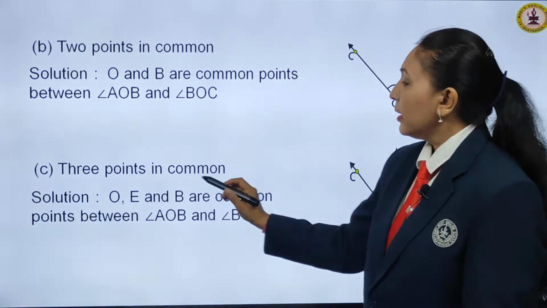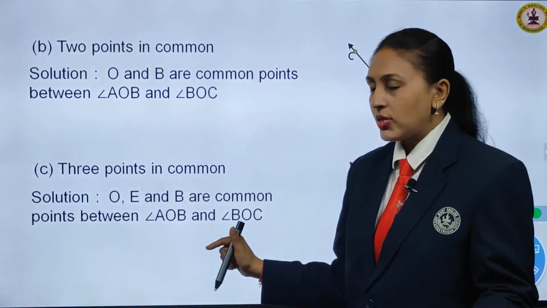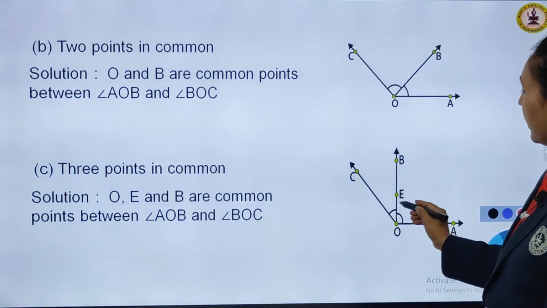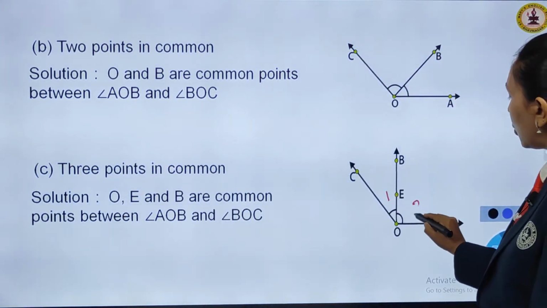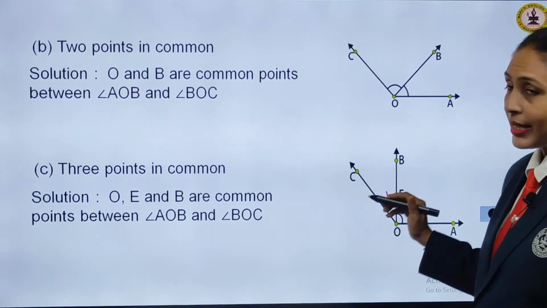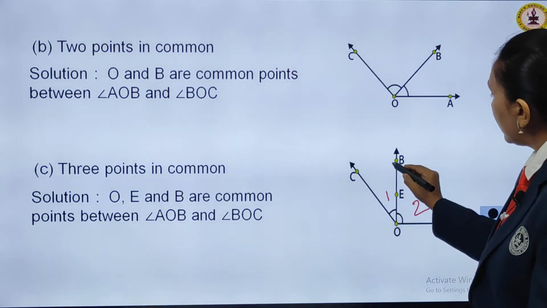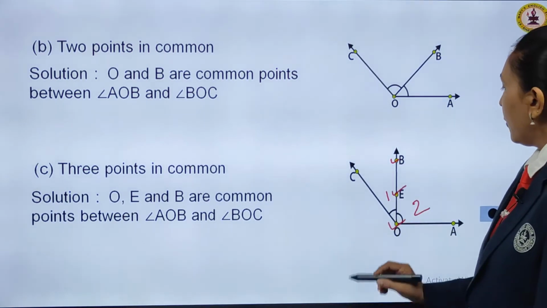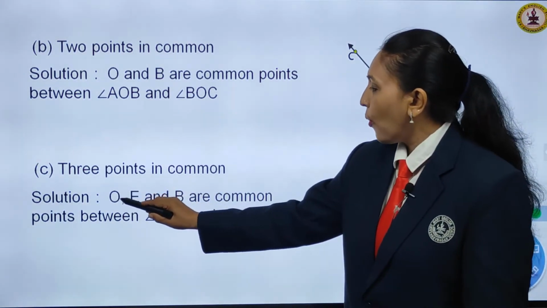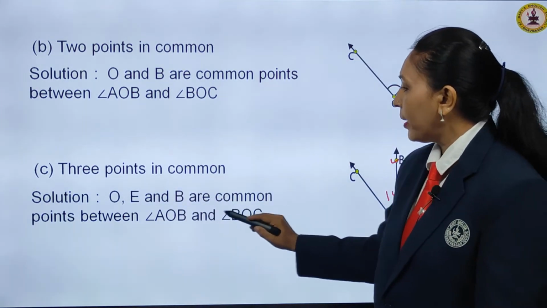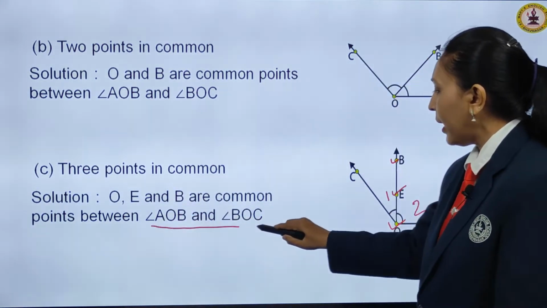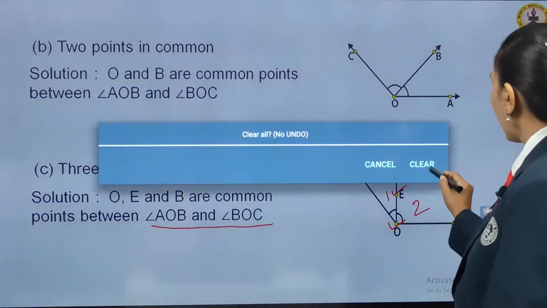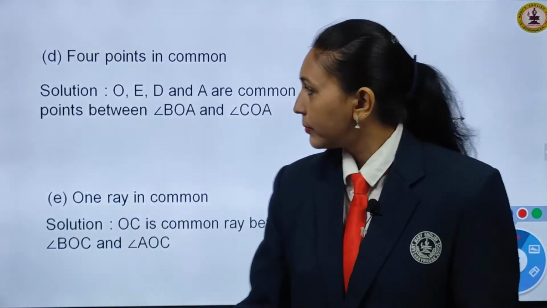Now what about third? Two angles such that three points are in common. Now you can see here I have taken angle 1 and angle 2, two angles where you can see three points in common. Which are the three? Point B, point E and point O. You can see here points O, E and B are the common points between angle AOB and angle BOC.